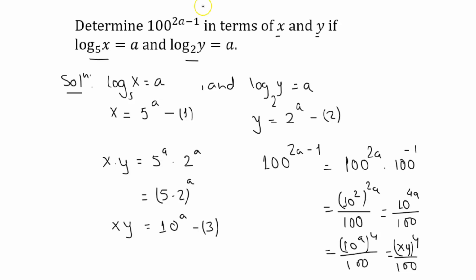So let's write it down. So we have 100 raised to the power of 2a minus 1. So the final answer will be x raised to the power of 4 times y raised to the power of 4 whole divided by 100. And this final answer is expressed in terms of x and y. Let's do one final problem.